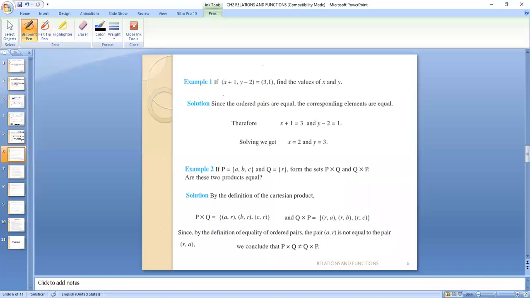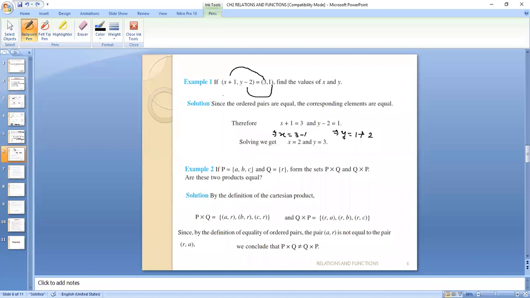You know that ordering matters, right? So if the sign of equality is there, that means x plus 1 is equal to 3 and y minus 2 is equal to 1. Since the ordered pairs are equal, the corresponding elements are equal. Therefore x plus 1 is equal to 3, which implies x is equal to 3 minus 1, which is 2. And y minus 2 is equal to 1, which implies y is equal to 1 plus 2, which is 3. That is the answer, right?